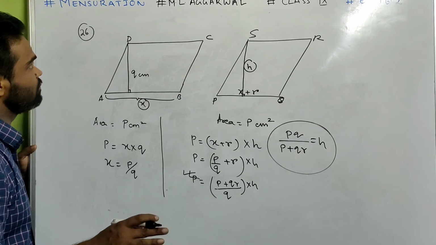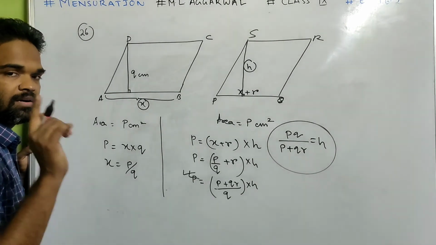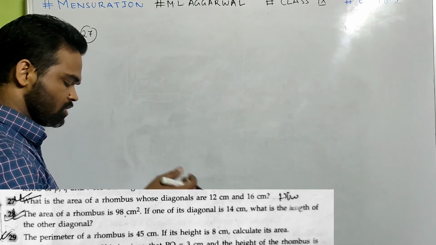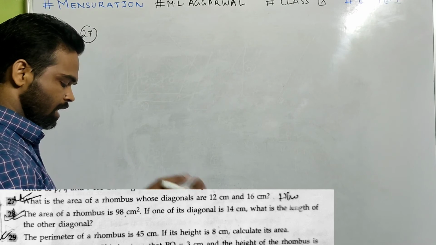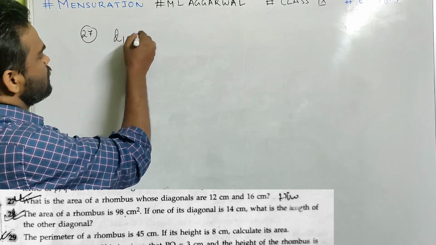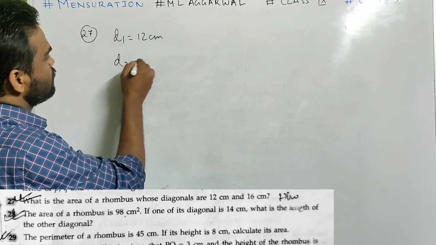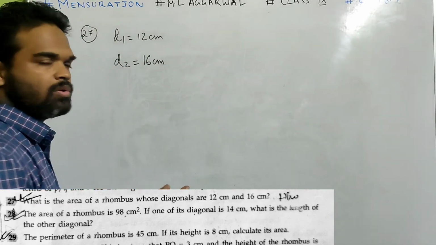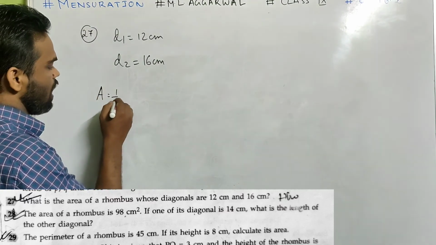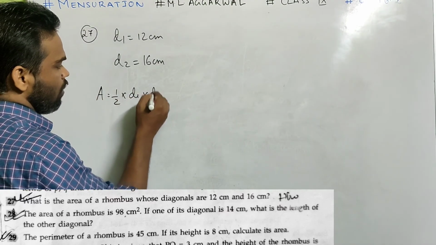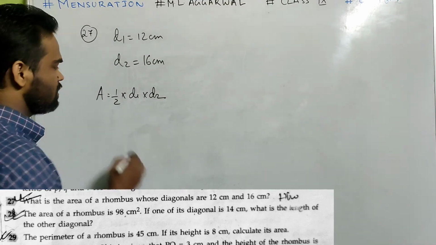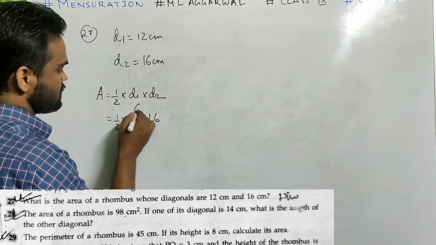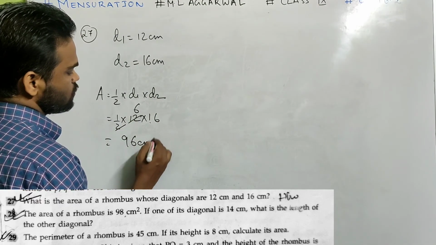Done. Very easy. Now let us look at the next one. Look at 27. What is the area of a rhombus whose diagonals are 12 centimeter and 16 centimeter? So D1 is 12 centimeter, D2 is 16 centimeter, isn't it? So we know area of a rhombus is half into product of the diagonals. So half multiplied by 12 multiplied by 16, 6 times 16, that's 96 centimeter square. Done.